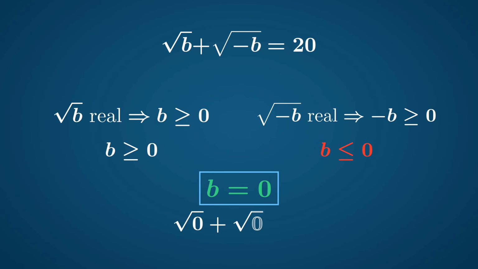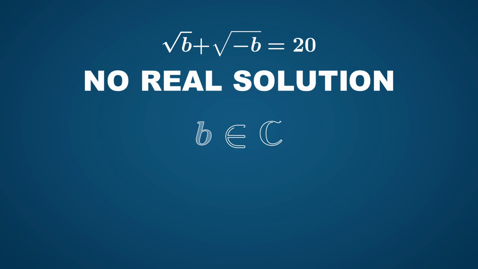And 0 doesn't work, because then the left side is 0 plus 0, which is 0, not 20. So no real number solves this, which means b is a complex number, and that's where we'll find it.